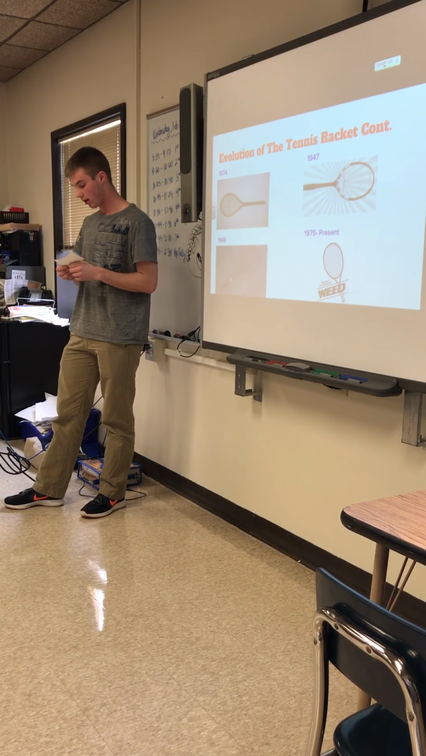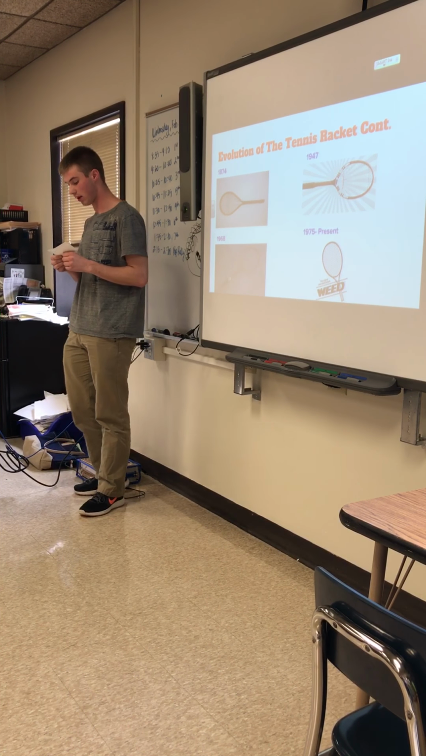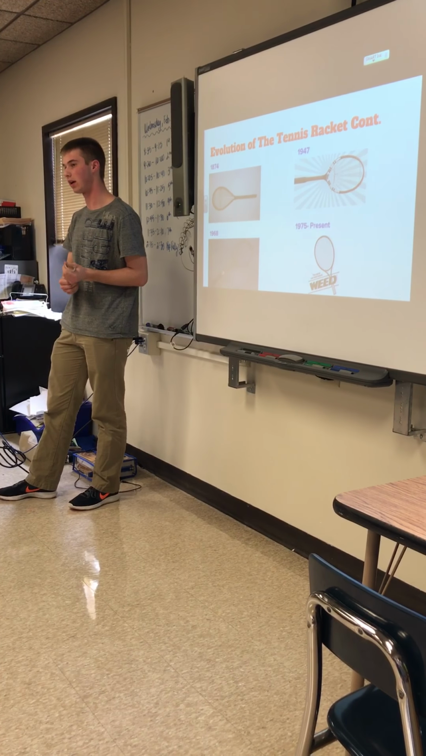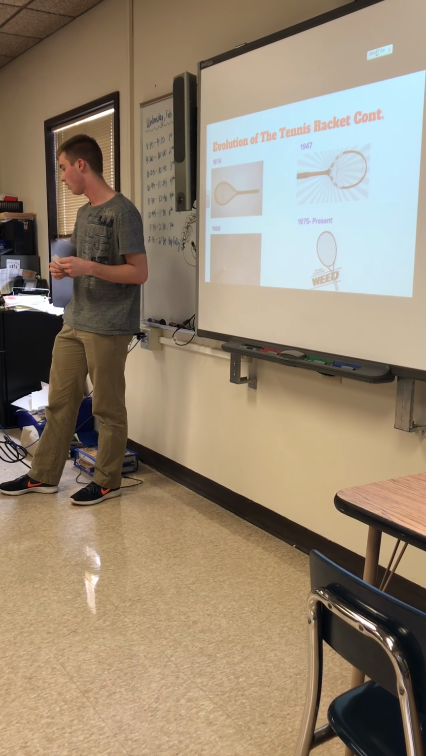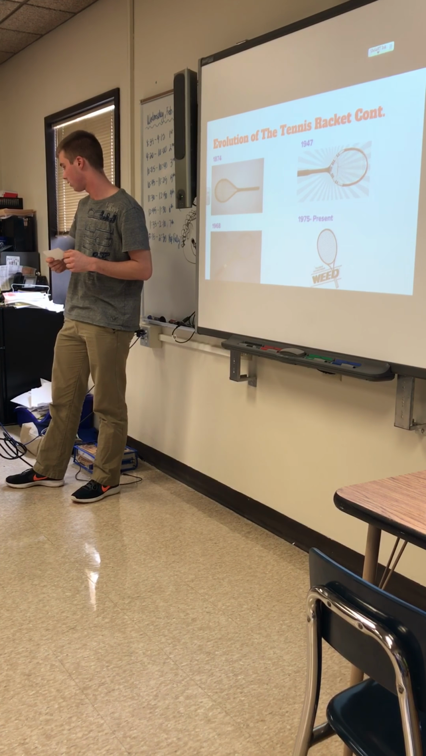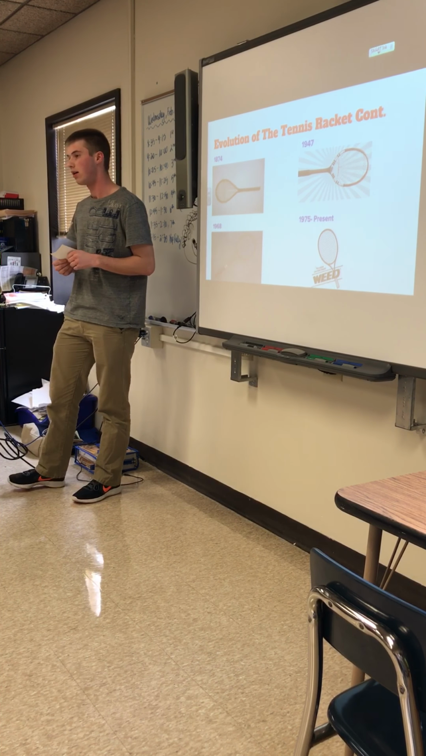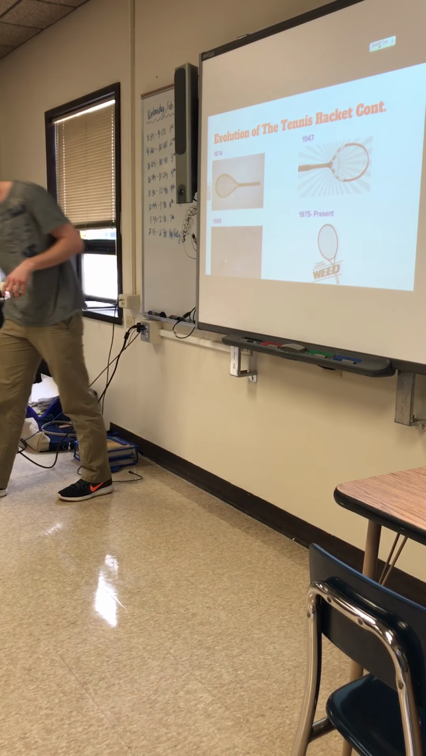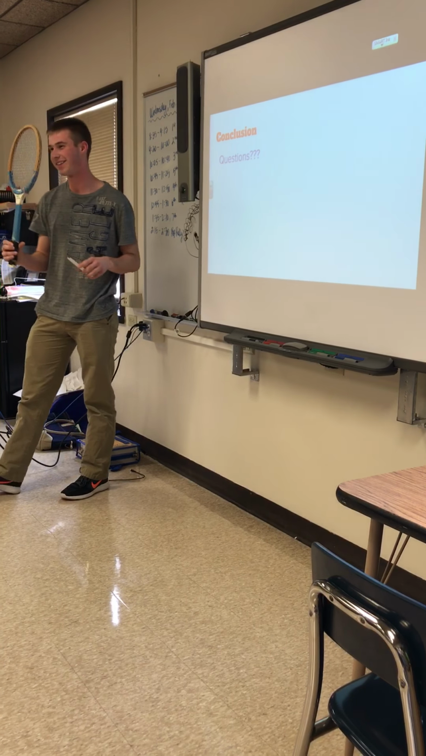In 1874, according to Complex.com, Wingfield made the first tennis racket that had actual strings in it, like the one you see here. And in 1974, they made the first laminated wood tennis rackets, like this one right here.